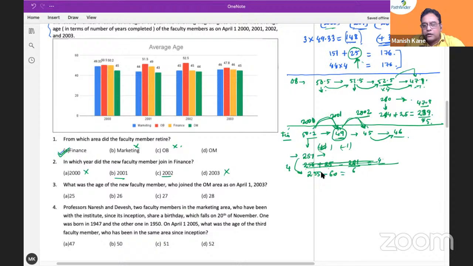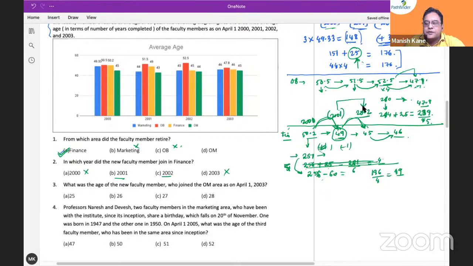So, sorry, 256. If that person had continued, 5 would have been added, but one old person retired. So what is the age of the remaining people? For the remaining people, the age must be 196 divided by 4, which gives me 4 4s are 16 and 4 9s are 36. Perfect. So the person retired in 2001 in finance.